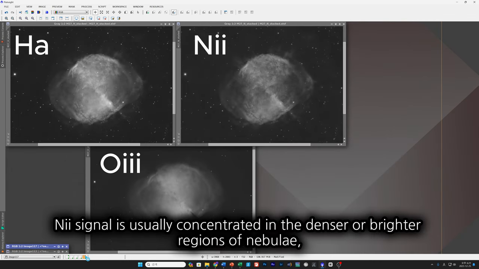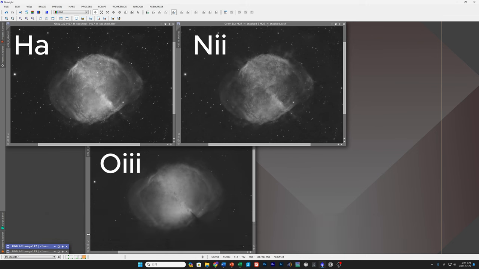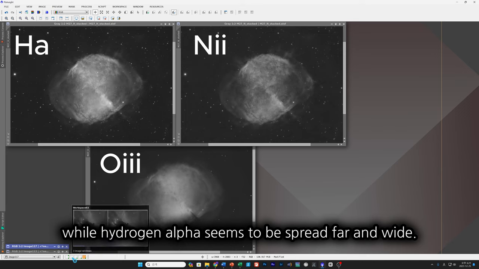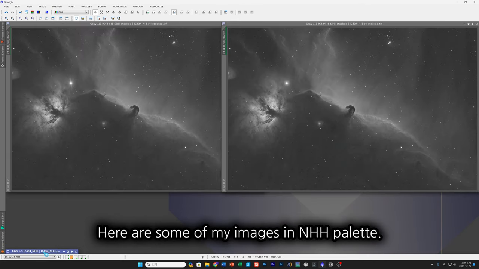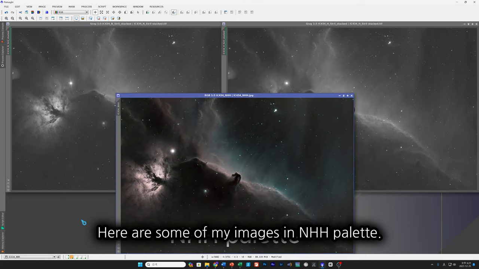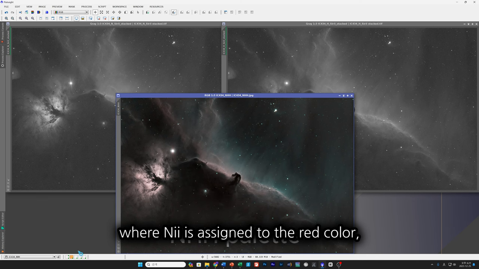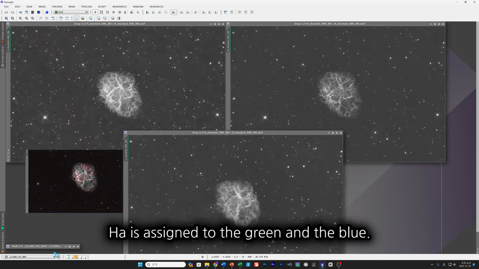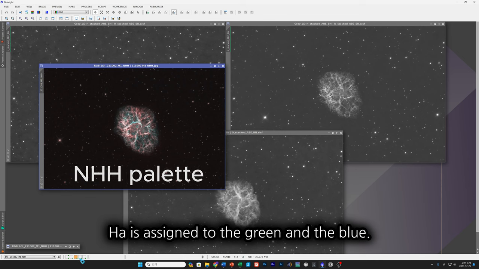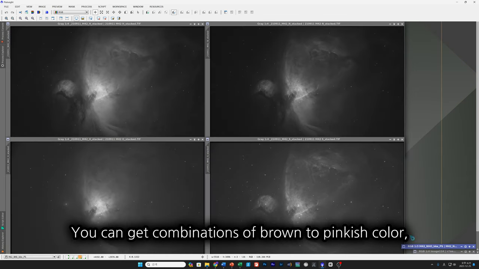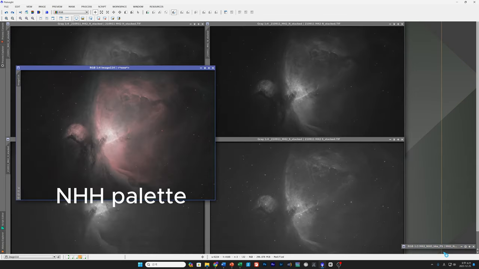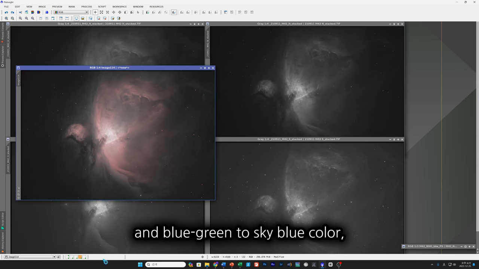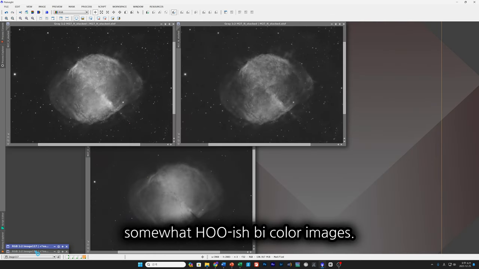Nitrogen 2 signal is usually concentrated in denser or brighter regions of nebulae, while hydrogen alpha seems to be spread far and wide. Here are some of my images in the NHH palette, where nitrogen 2 is assigned to the red color and hydrogen alpha is assigned to the green and the blue. You can get combinations of brown to pinkish color and blue-green to sky blue color, somewhat HOO-ish bicolor image.